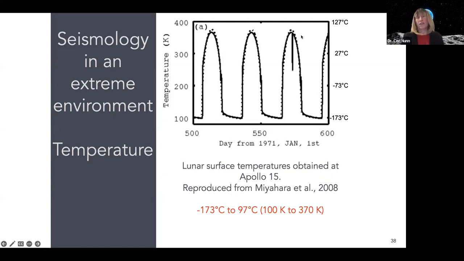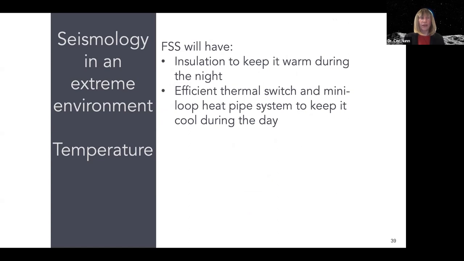And so you get this huge temperature variation on the surface of the moon, which was the problem for the data sampler with Apollo, is still a major problem for us today, and is a problem for all instruments. So we need to do some thermal shielding. The far side seismic suite will have insulation to keep it warm during the night. And then it has a little heat pipe system, which is in a loop, and that will keep it cool during the day.